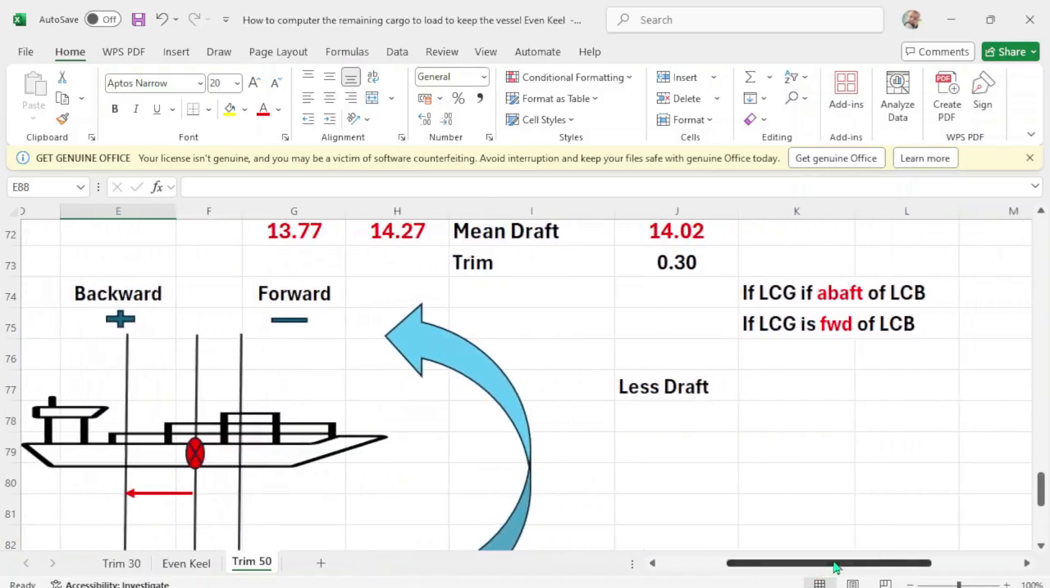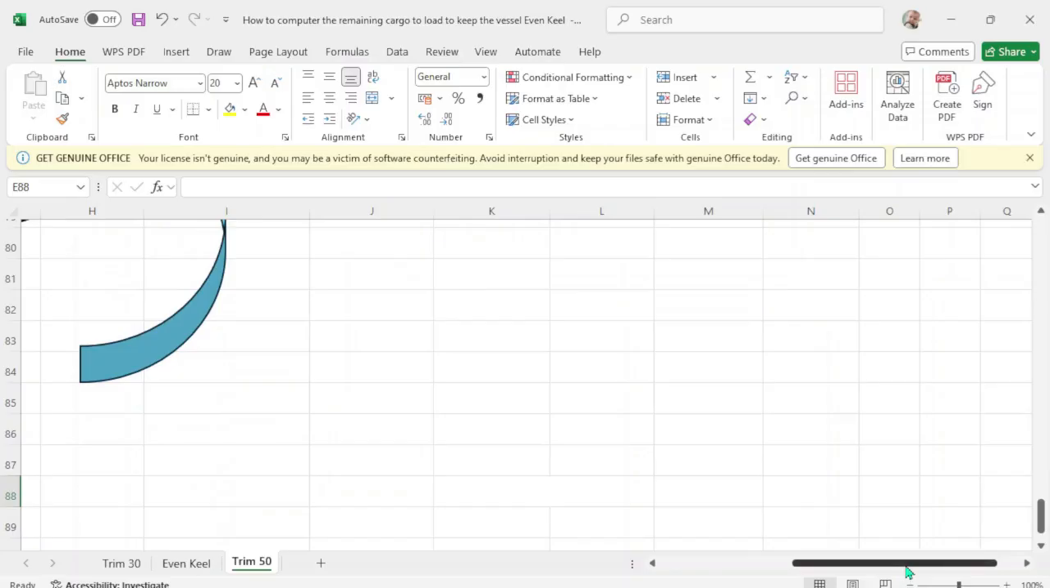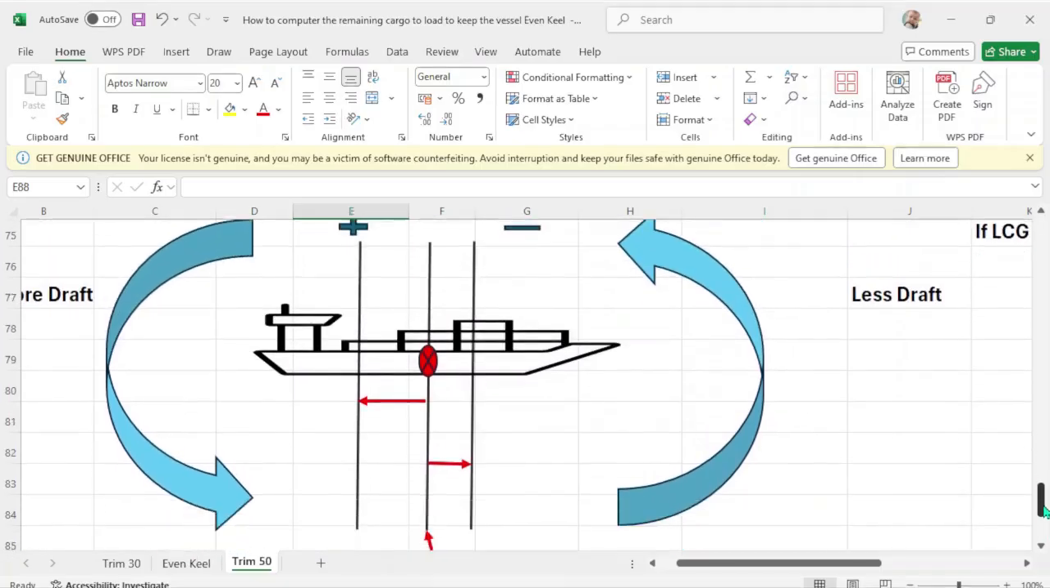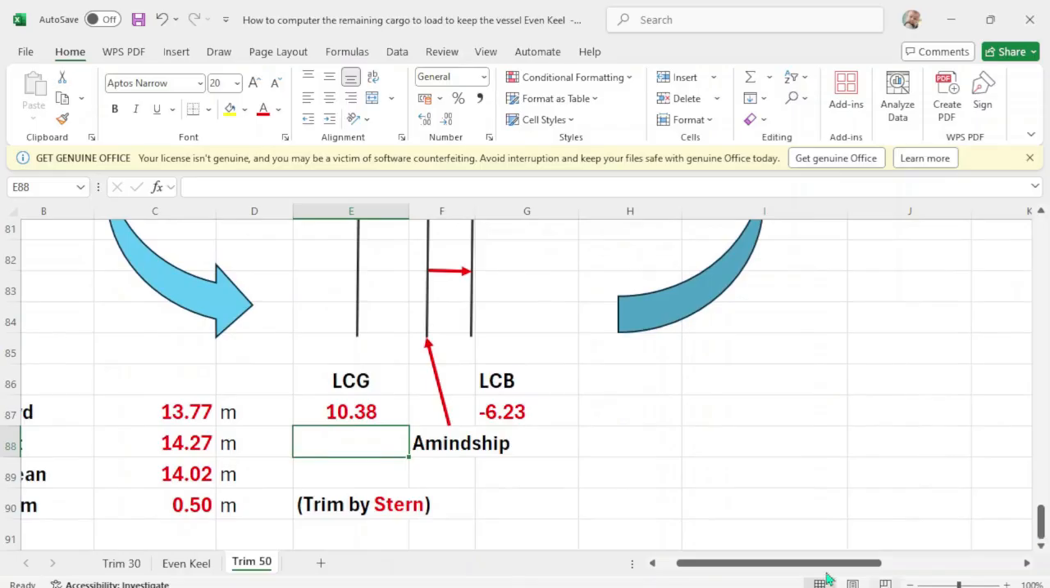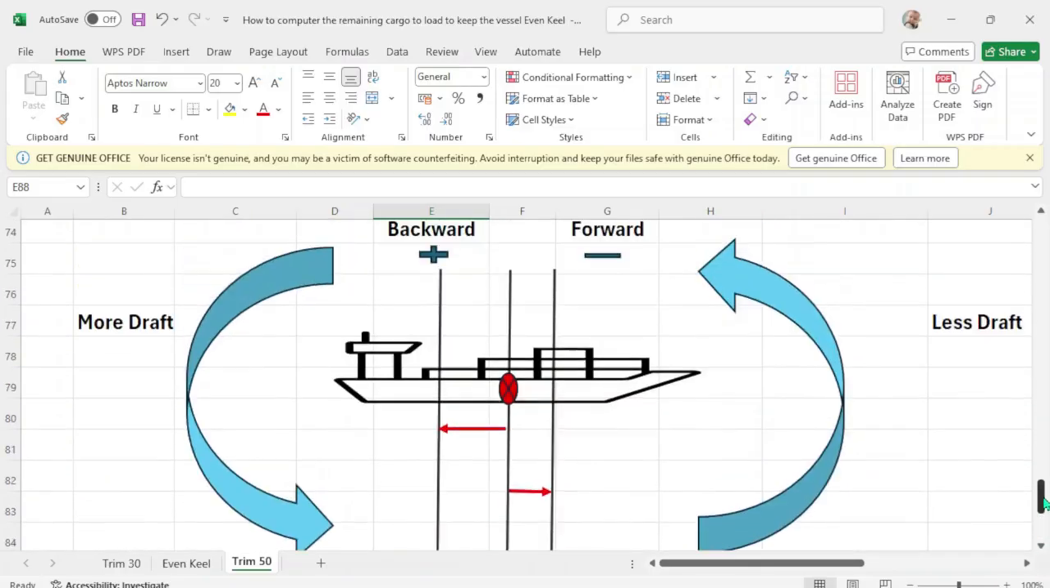And the rule says if LCG is above of LCB, meaning behind of LCB, so it is trimmed by the stern. Now in this case, LCG is above of LCB, meaning it is behind LCB, that's why it's trimmed by the stern. When you say trimmed by the stern, that will be positive. So his trim is 50 centimeters. That's why he is trimmed by the stern. I hope that's clear, guys.